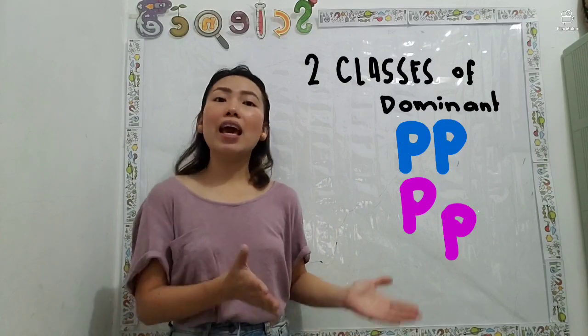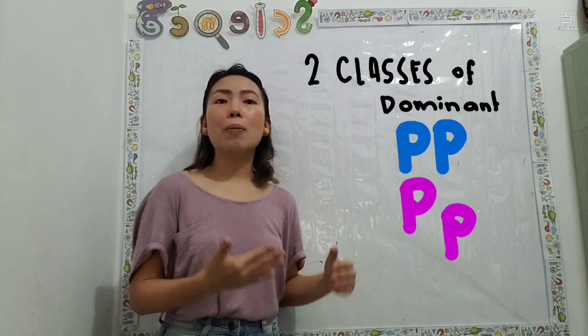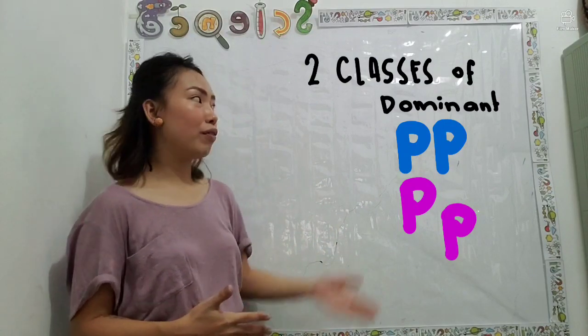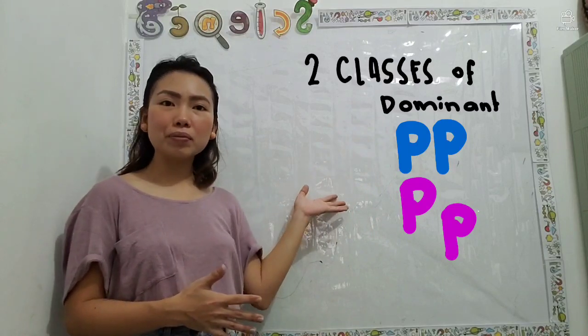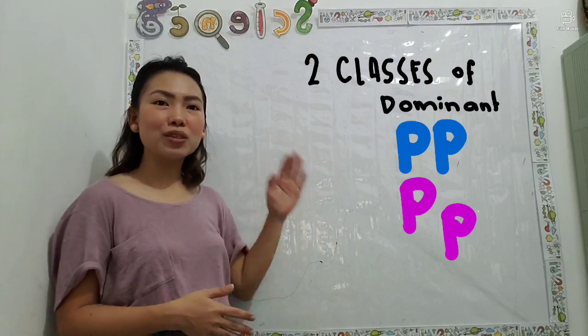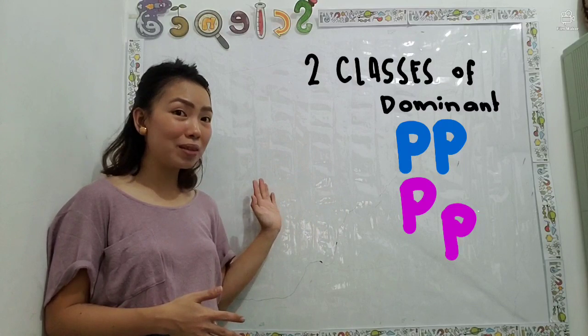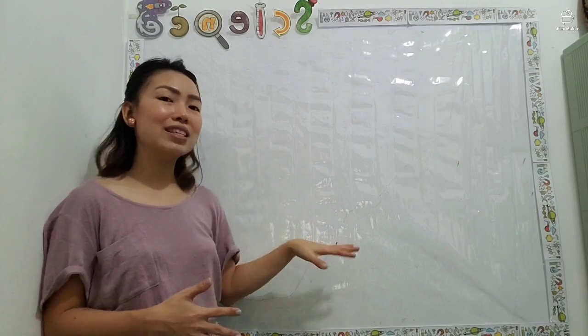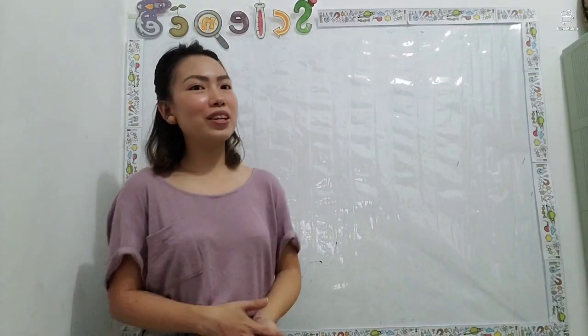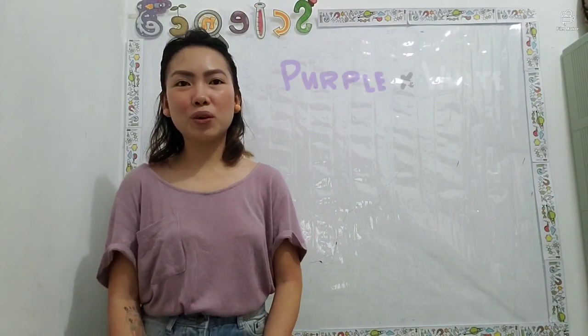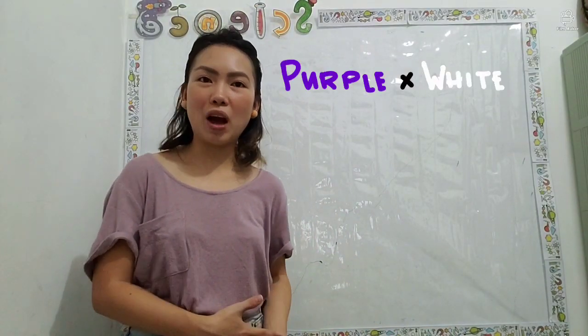Then we name it as heterozygous but still dominant. So we have 2 classes of dominant. We have homozygous and heterozygous, dominant parehas. Then we have a recessive, which is 2 small letters. Okay, so let us go back with our cross between the purple flower and the white flower.